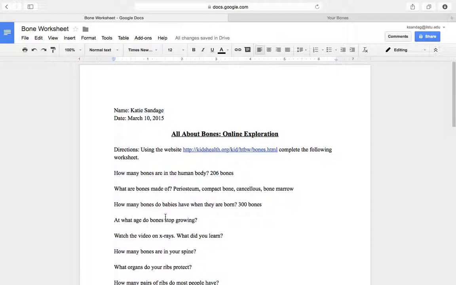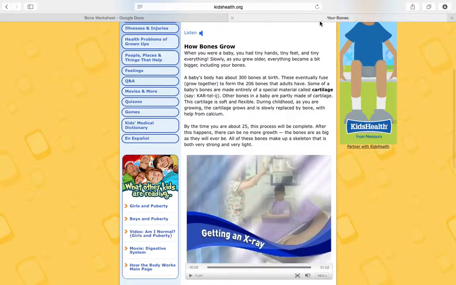Next question, at what age do bones stop growing? I'm going to go back here. These eventually fuse, grow together to form the 206 bones that adults have.